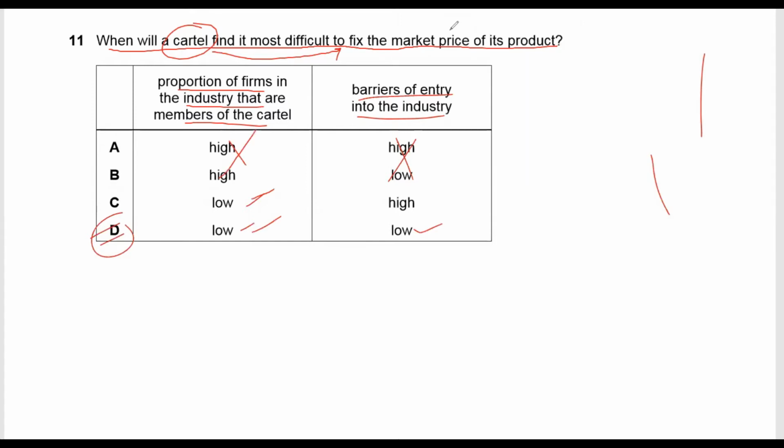We can exclude it. Barriers to entry into the industry must be low, meaning there is freedom of entry and exit. New firms can easily enter the industry. So again, the cartel will be ineffective because new firms will be continuously entering the industry. So D is the correct answer.